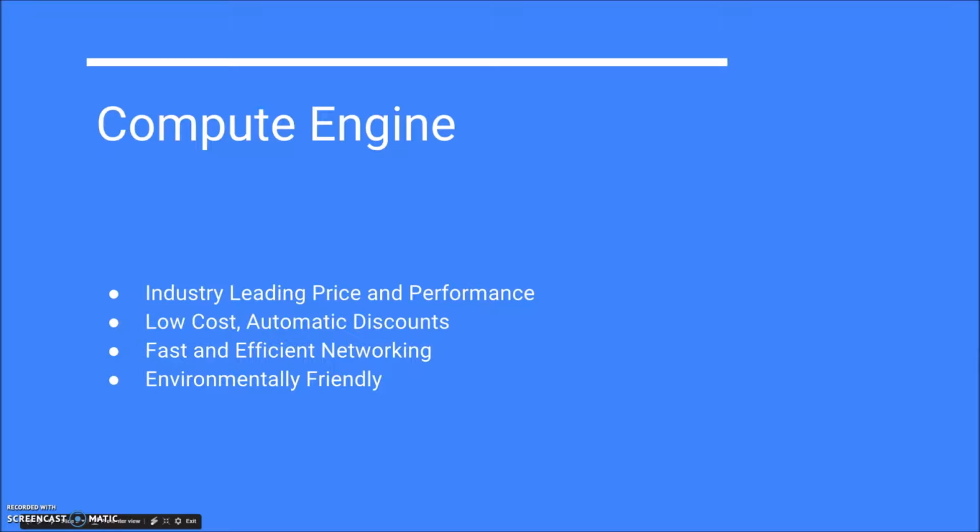So a few of the things that help set Google apart are their industry-leading price and performance. And Google charges by the minute instead of by the hour with a minimum of 10-minute increments. And if you have a machine that's running for the entire month, you'll get an automatic discount for having that machine going, and it decreases the cost per minute by about 30%. And Google has fast and efficient networking with their private global fiber network. And then Google is also environmentally friendly. So they have created really efficient data centers, and they use renewable energy to help offset their carbon footprint, and then they invest in other projects that help bring their carbon footprint down to essentially zero.